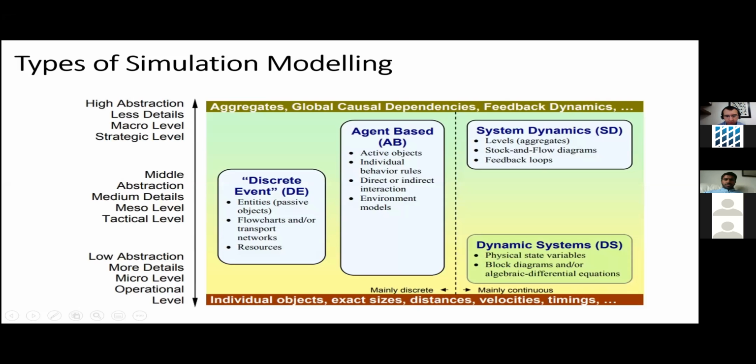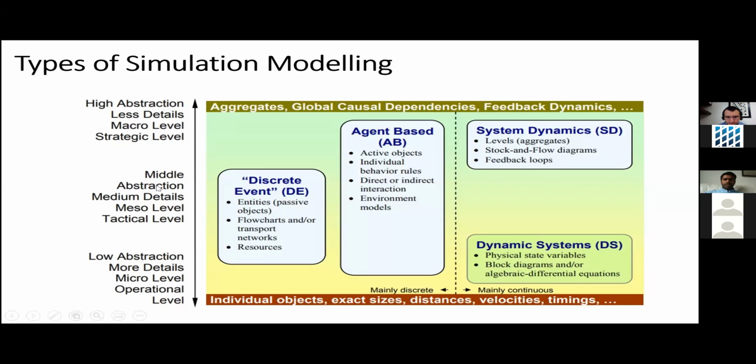Very quickly coming to the types of simulation modeling, Dr. Emmanuel has rightly said there are various paradigms of simulation modeling. How do we know the difference between them? Which one is the right paradigm for us? If we look at this picture, discrete event simulation lies from the bottom left to the middle. What are the parameters? The higher we go, the higher the abstraction level, which means we have fewer details and more assumptions. We are talking about macro levels, and we are trying to make strategy, so we are looking at things from a strategic point of view.